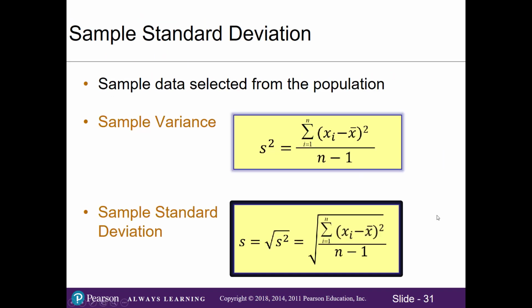Now, for a sample standard deviation, this is based on sample data selected from the population. If we look at our formula here for the sample variance, instead of a sigma, like you saw for a population variance, you see a lowercase s with a square. That's the symbol for sample variance, and then we have our formula right here. Similarly, our sample standard deviation is simply taking our variance and square rooting it. In other words, we're going to take this formula here and throw a square root over the whole thing.